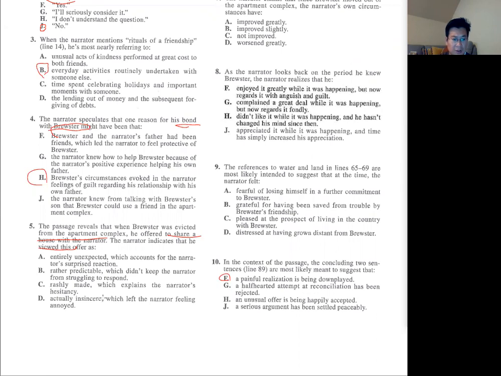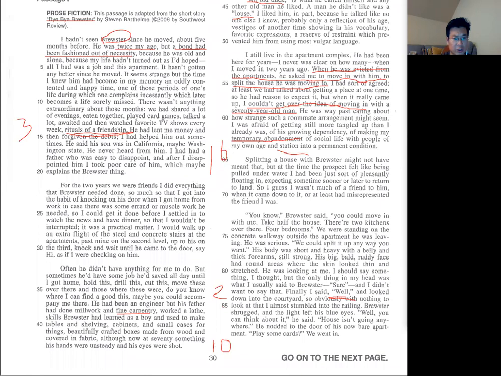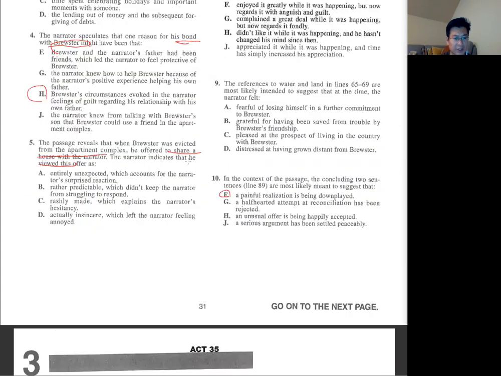So, anyway, if you read down the answer choices, A, entirely unexpected, no. We talked about that before. B, rather predictable, yes, which didn't keep the narrator from struggling to respond, yes. It talked about in line 53 earlier that we talked about. When he was evicted from the apartment, he asked to move in with him to split the house. And then I had sort of agreed. Because of that, the answer is B for this one. And then C, rationally made, no, they talked about that before. And then D, actually insincere.